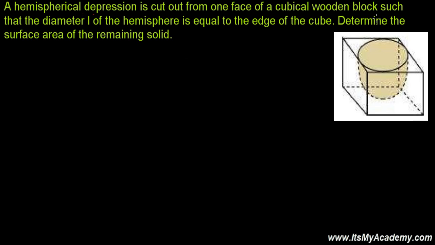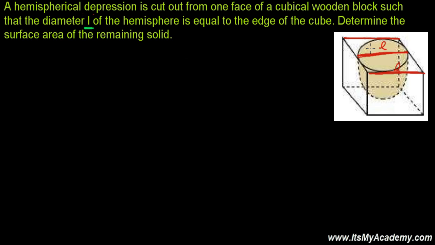Further, the question is saying such that the diameter L of the hemisphere is equal to the edge of the cube. So here the very interesting thing is that the diameter of this hemisphere is equivalent to the side of this cube. If the diameter is L, then this side will also be L.